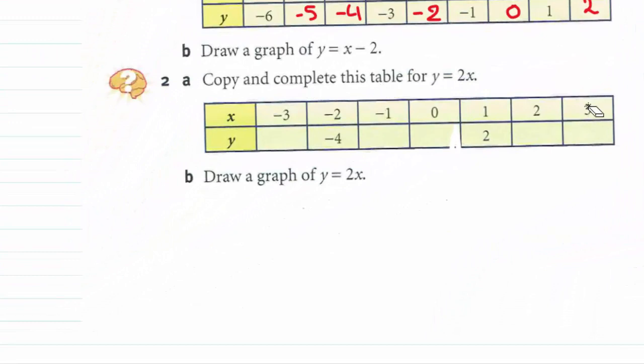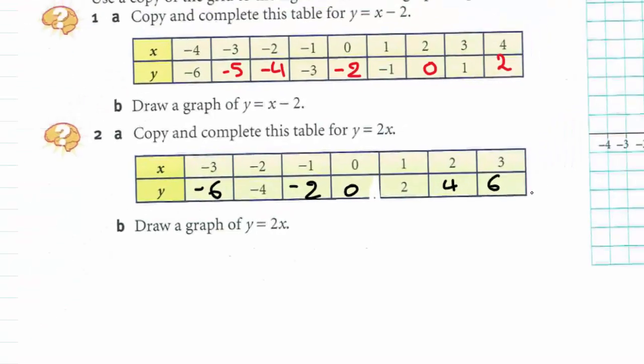Now question 2, we're going to use the same grid, the same xy axis, to draw the graph of this equation. Firstly, we complete the table. If we put -3 in place of this x, so 2 times -3 is -6. If we put -2, it will be -4, so it means we are right. -1 times 2 is -2. 2 times 0 is still 0. 2 times 2 is 4. 3 times 2 is 6.